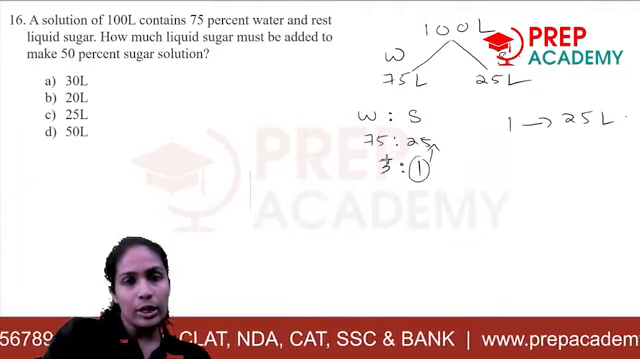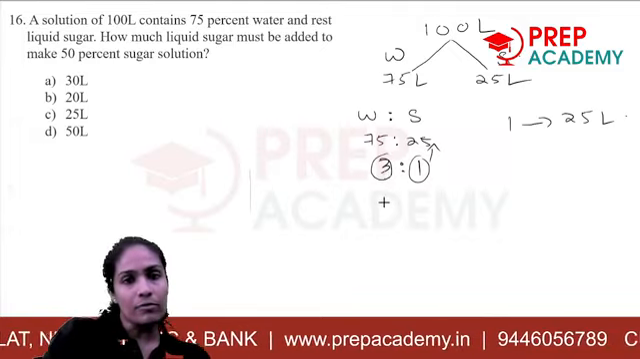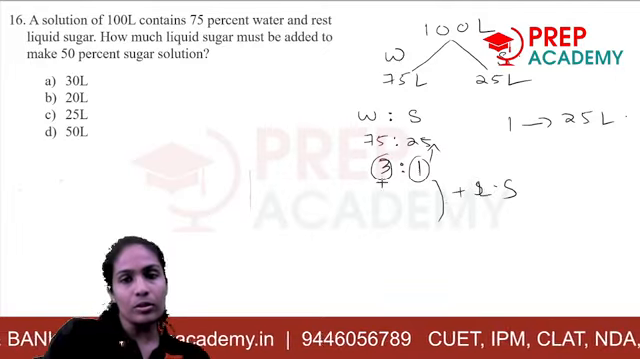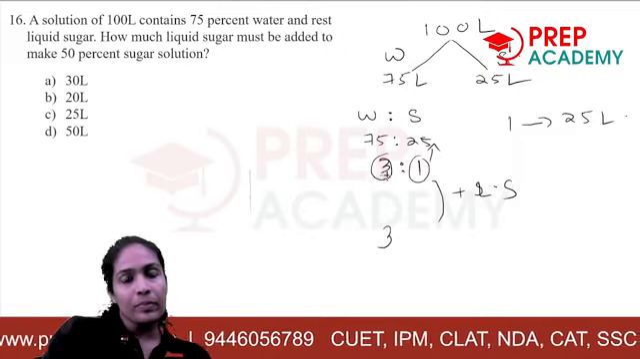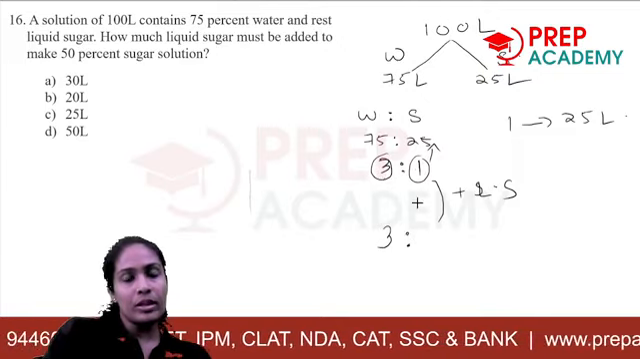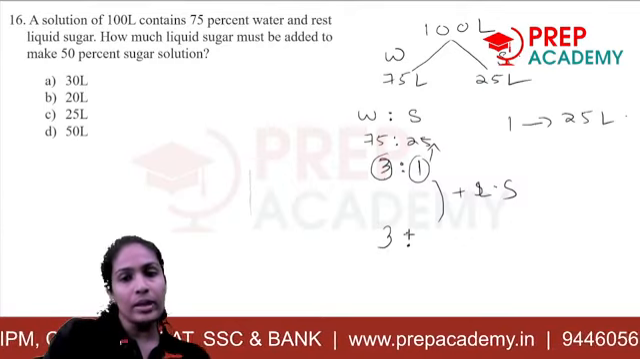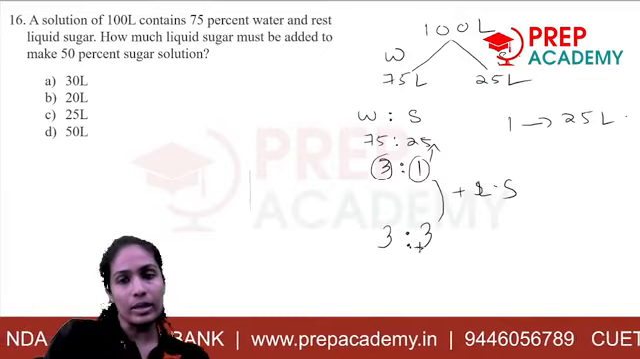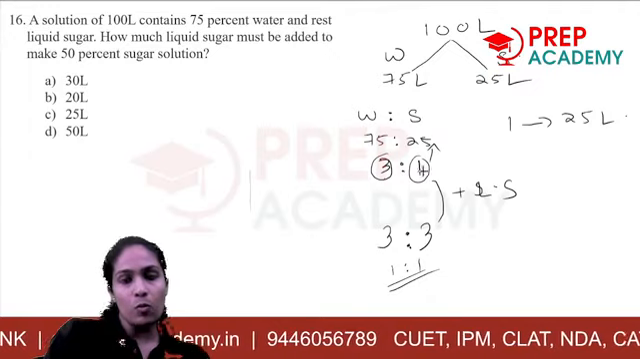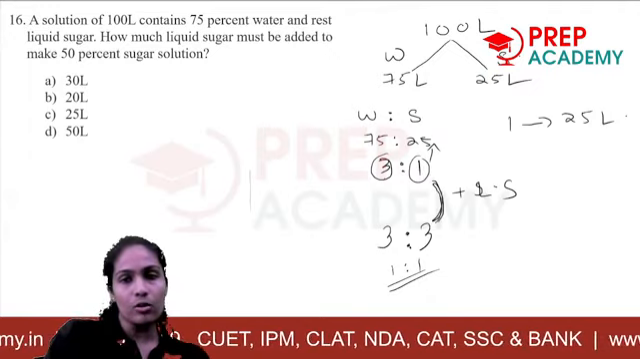We are adding liquid sugar, so the value of water will not change. Here the value of water is 3. After adding the liquid sugar also, the value of water will be 3. But we need the ratio 1 to 1. So if the water is 3, then the liquid sugar must also be 3. Then 3 to 3 changes to 1 to 1. So 1 is to be converted into 3. This you have to add.